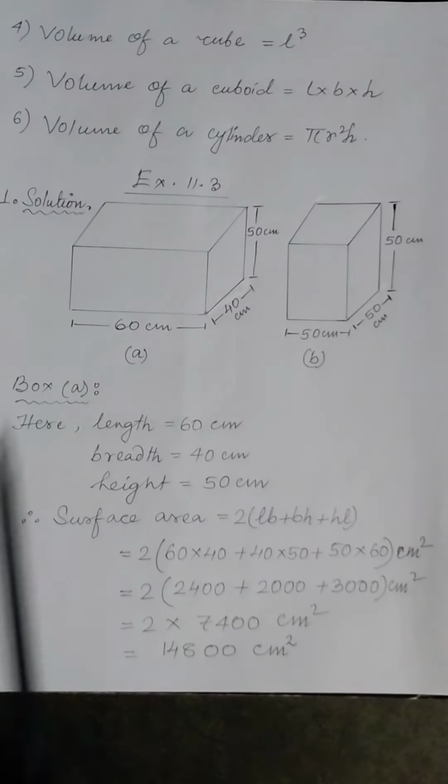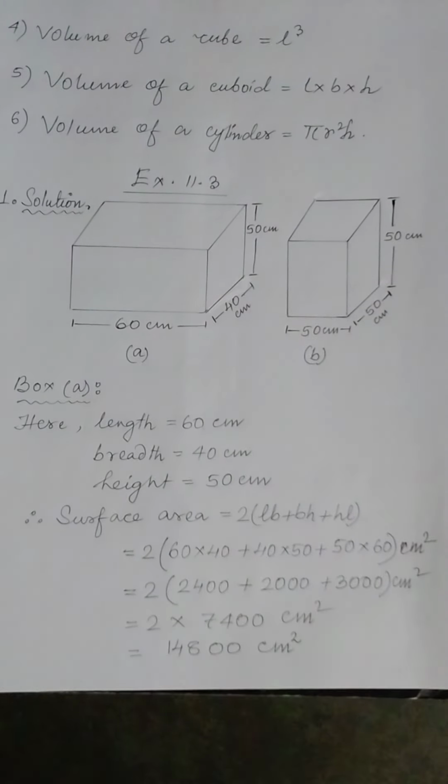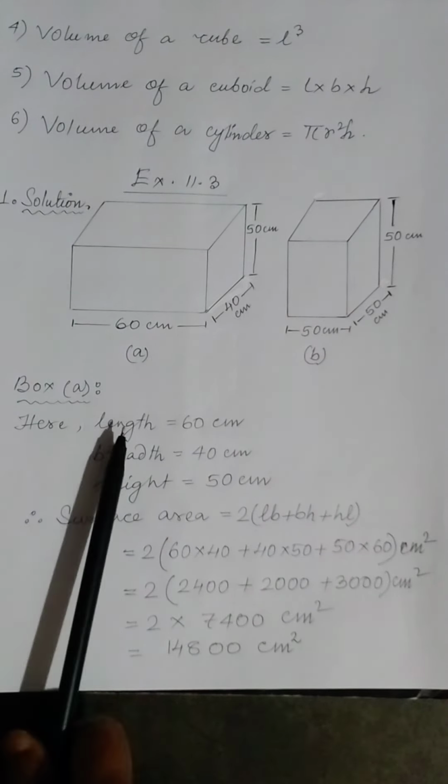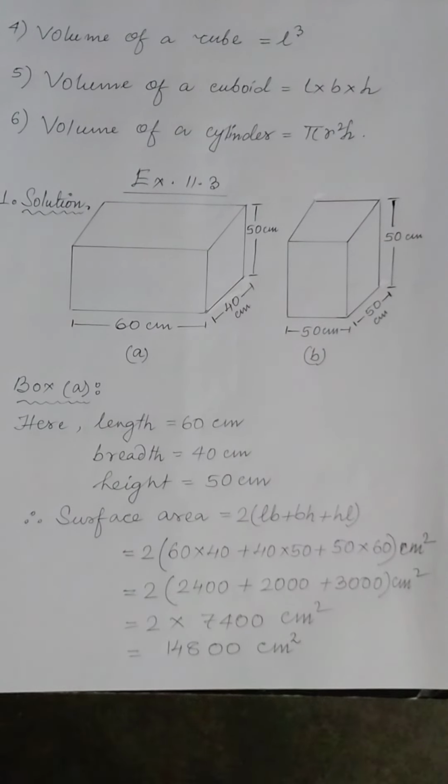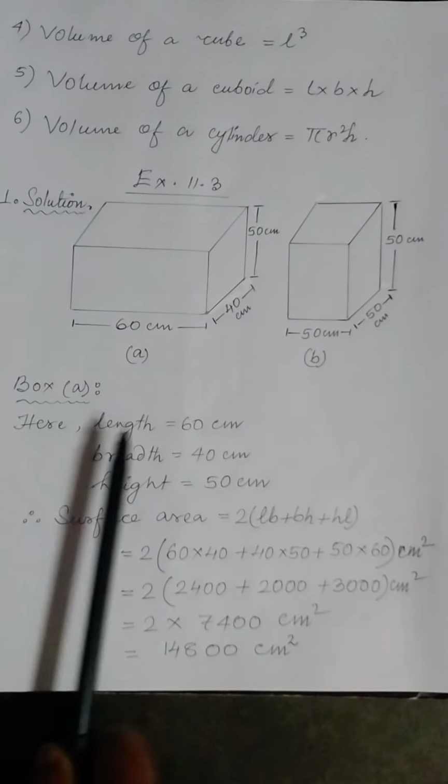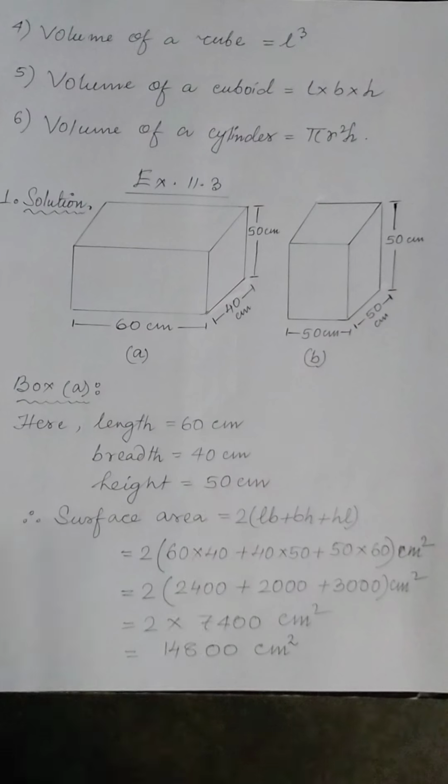Now, first one is a cuboid, as length, breadth, height are different. Second one is a cube, as length, breadth, height are same. Now, let us see. Box A. Here, length is given, breadth is given, height is given. For getting which box will need the less amount of material, we first of all have to find out both the surface areas. The box which will have less surface area, that particular box will need less amount of material to make.